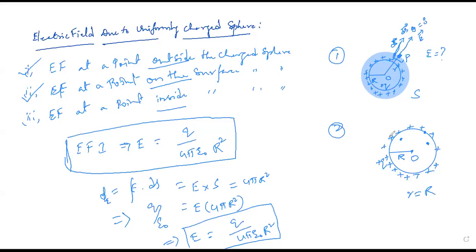But when we go for the third one, that is when the point lies inside, this seems typical. How will it be typical? It seems typical, but mathematically we can do it easily. We can work it out. How can we work it out? Here, this is when the point lies outside, and here when the point lies on the surface.